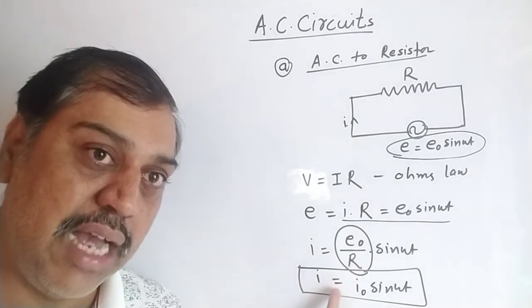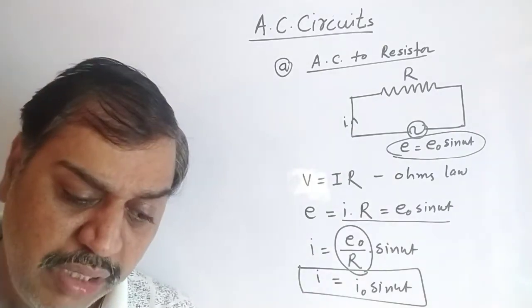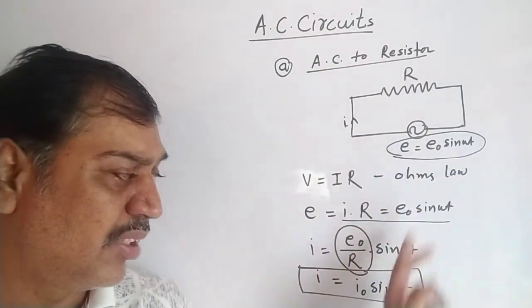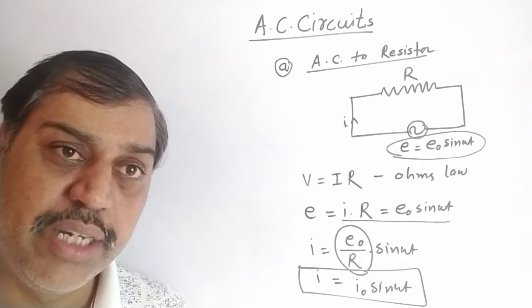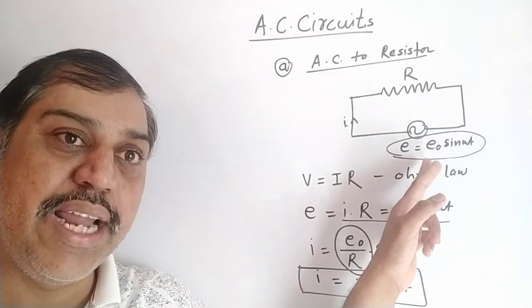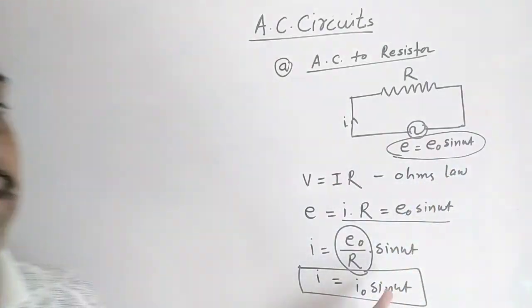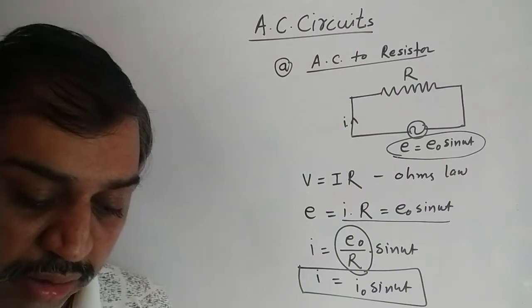E0 by R is I0, the peak value of current. The point to be remembered is that in both equations there are sine terms, so both equations say that whatever the change in EMF, the same change occurs in the current.